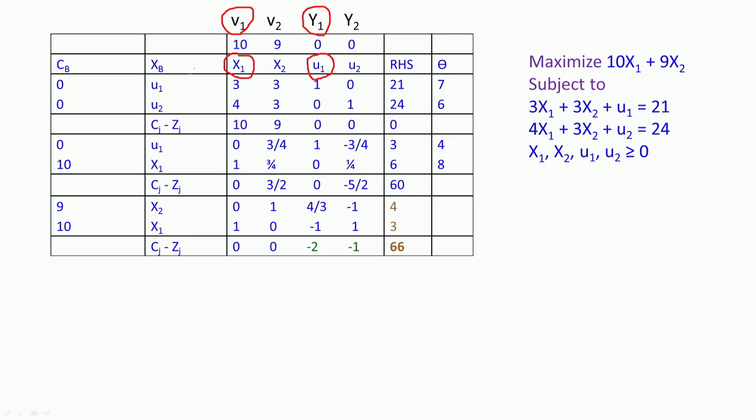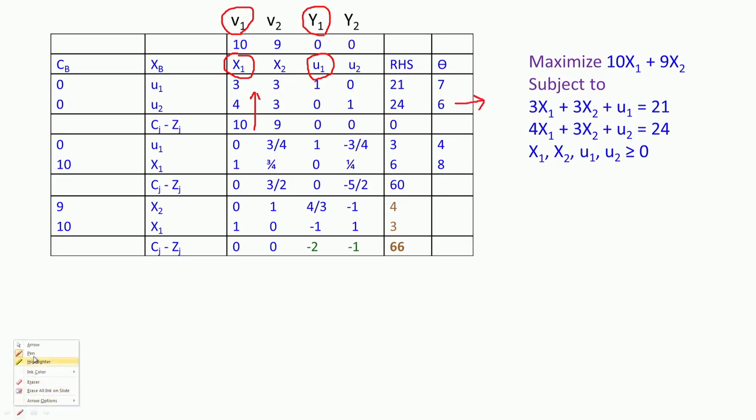The first simplex iteration has Cj minus Zj equal to 10 here, 9 here, 0, 0, and we realize that this 10 actually entered the solution. We did 7 by 3 and 6 by 4, and then 6 by 4 actually left.